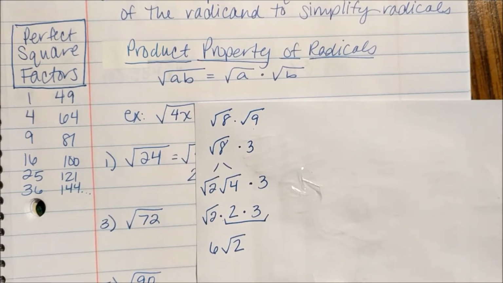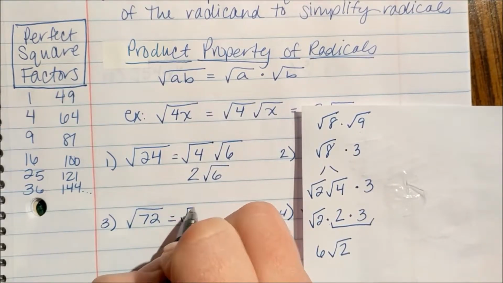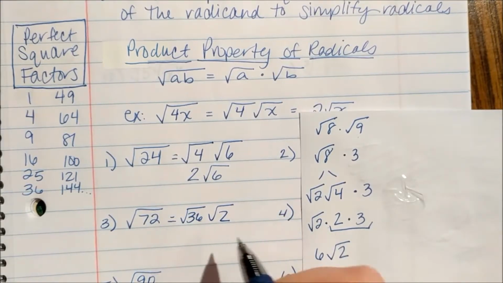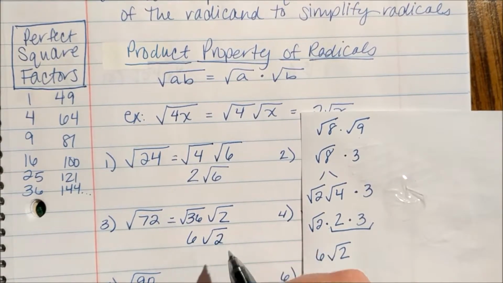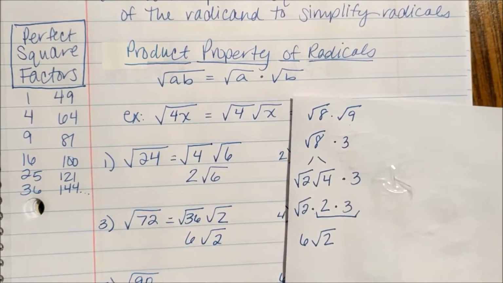So say I picked 36 and 2. 36 and 2 will speed along my process here. Square root of 36 and square root of 2. I know the square root of 36 is 6, so 6 square root of 2. So this way, if you used 8 and 9, is still perfectly equivalent.